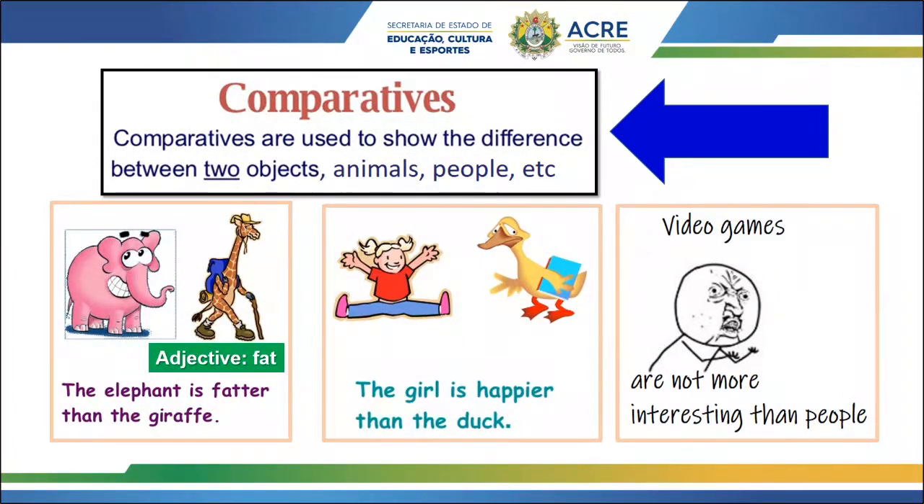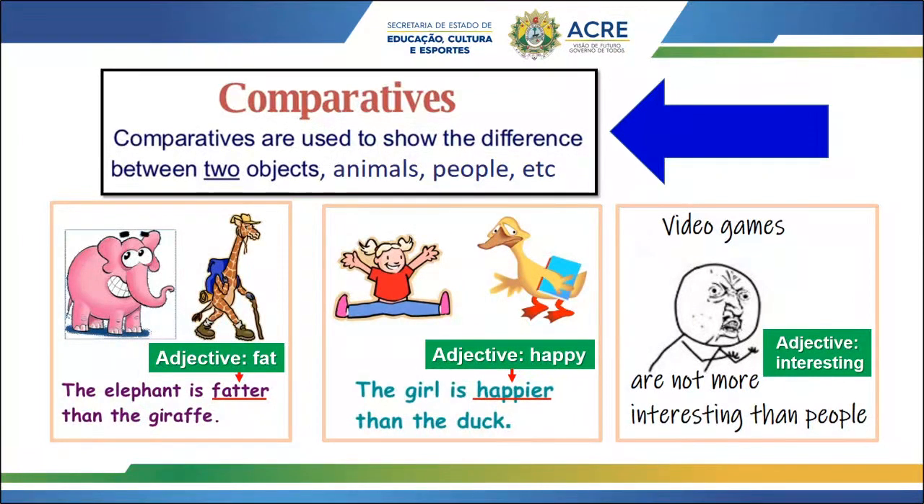In the first sentence, the adjective is fat. Comparative form, fatter. In the second sentence, the adjective is happy. Comparative form, happier. In the last sentence, the adjective is interesting. Comparative form, more interesting. When we talk about comparative form, we have to remember that there are short and long adjectives. Let's see the short adjectives.